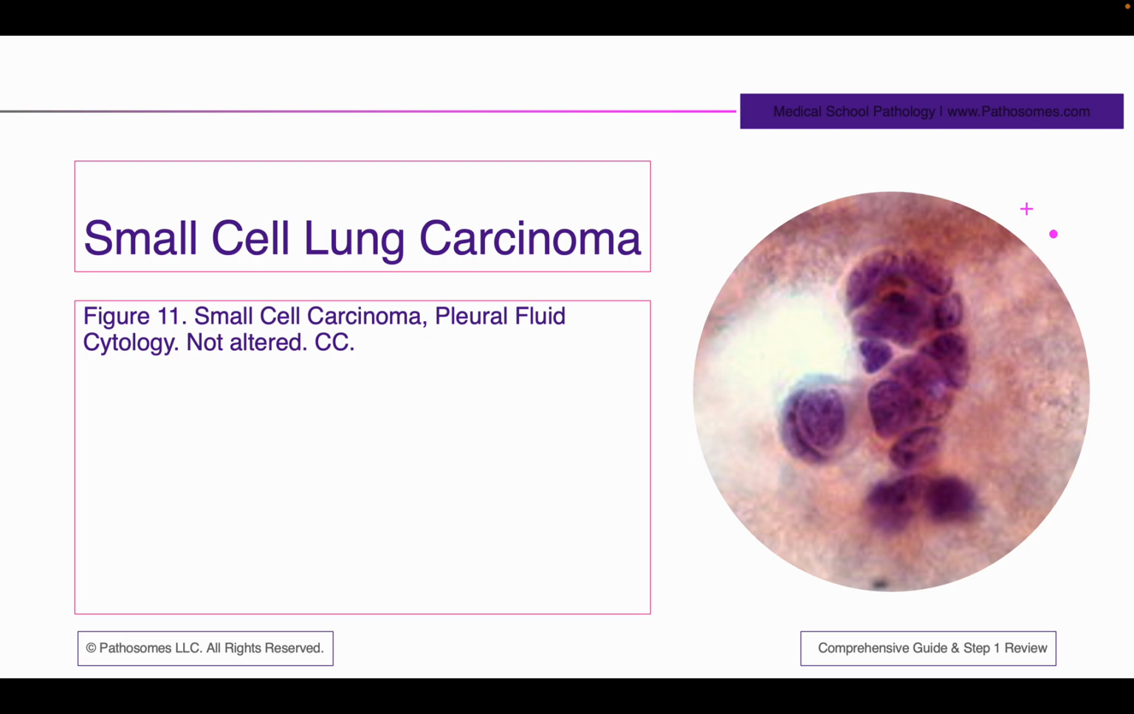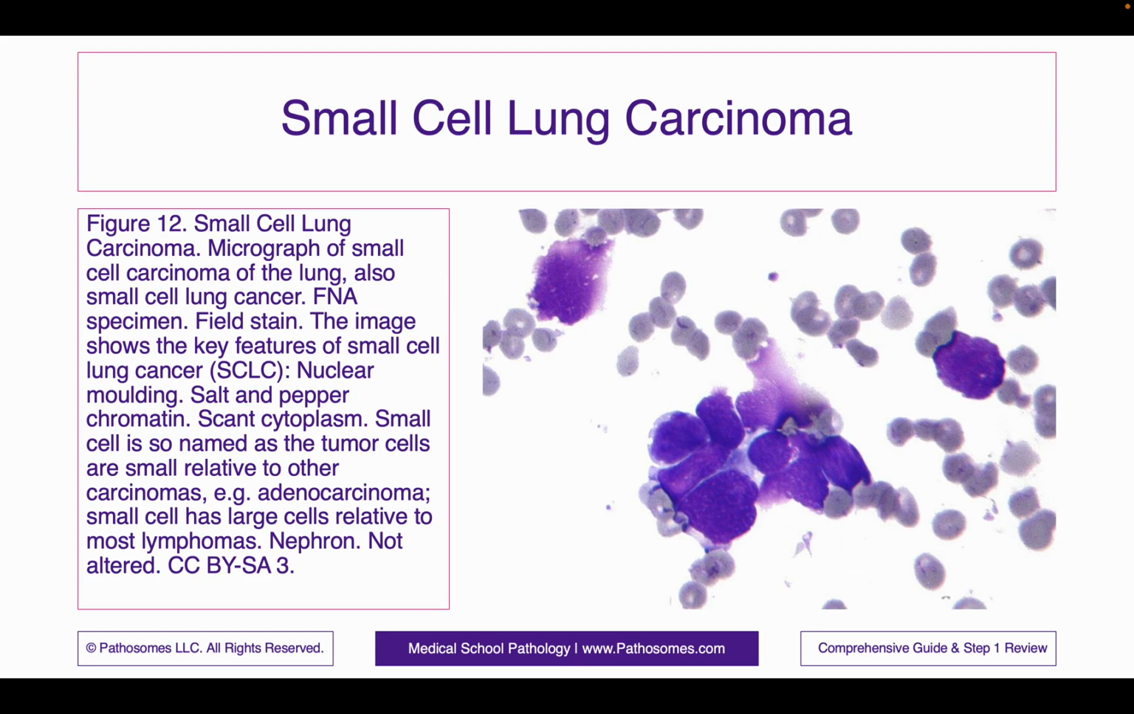And here we have a very high power image of a small cell carcinoma that was obtained from pleural fluid. And here we have more FNA sample from a patient that has small cell carcinoma. Now you might be wondering what an FNA is, so let me explain that really quick. FNA stands for fine needle aspiration.